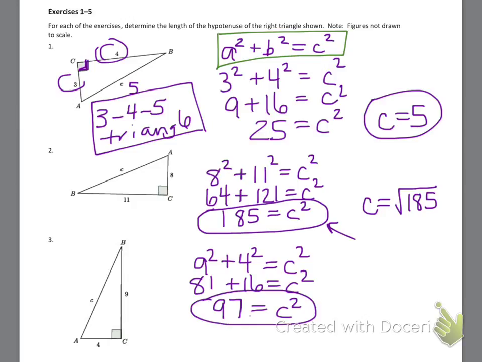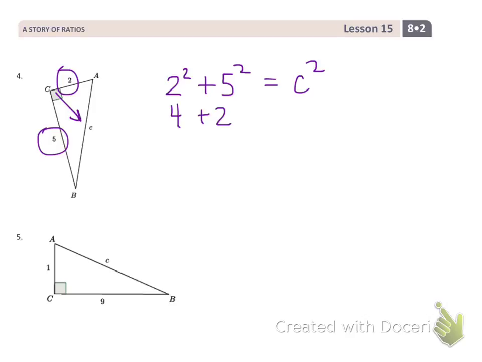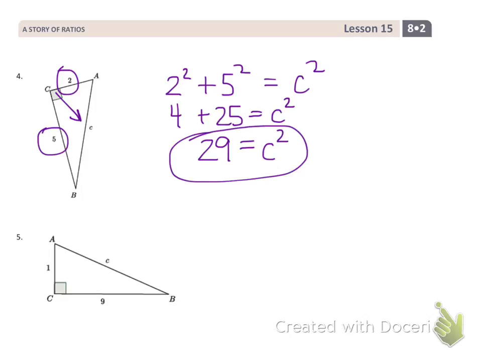Okay, let's do the last couple here. Okay, so for this one, my legs are 5 and 2, and here's my hypotenuse. So I know that 2 squared plus 5 squared is equal to c squared. And so that would be 4 plus 25. So this would be 29 is equal to c squared. 29 is not a perfect square, so I can leave my answer just like that.